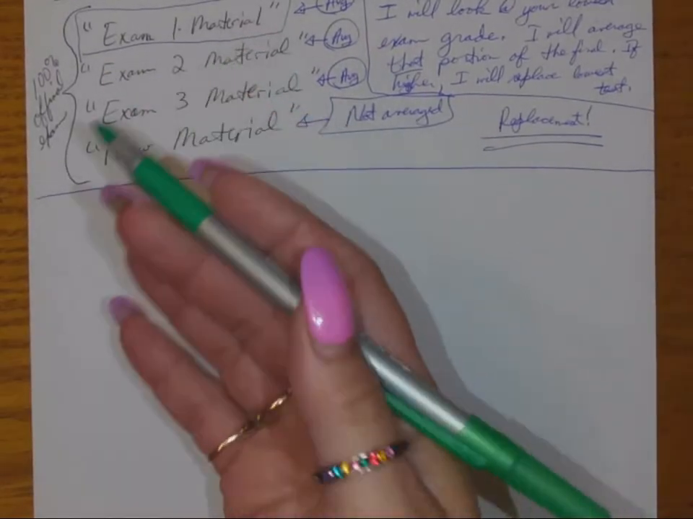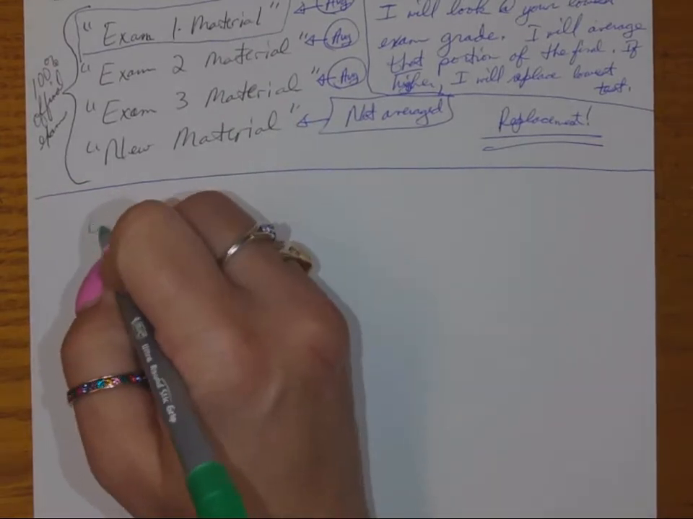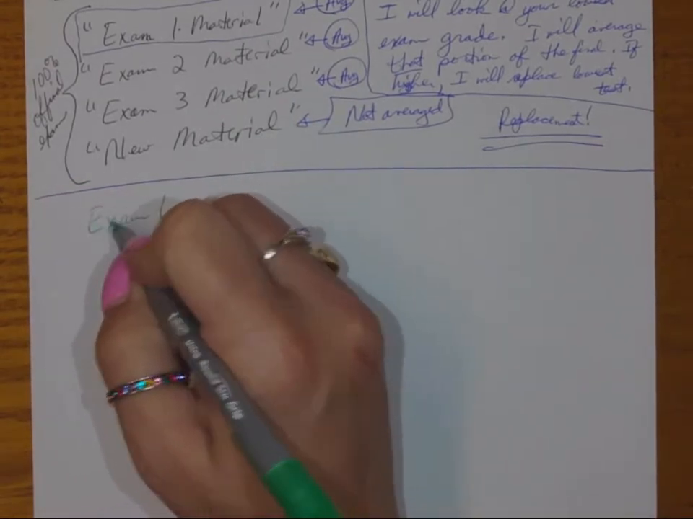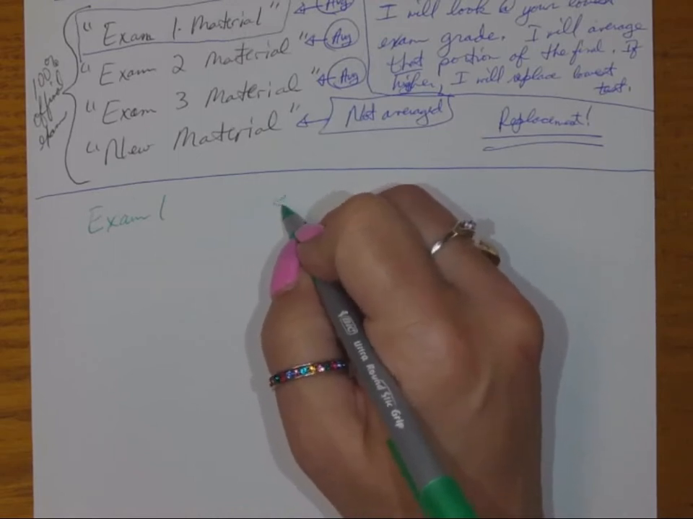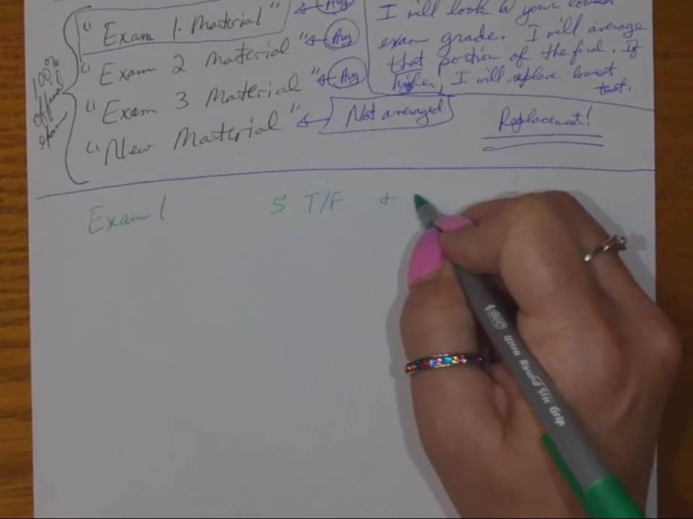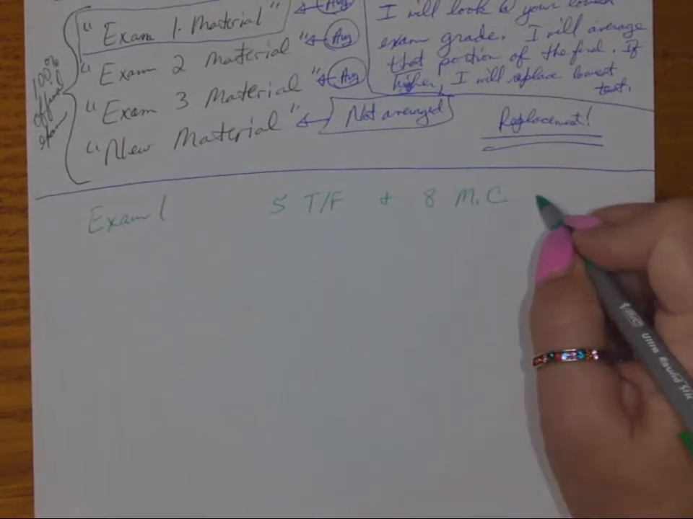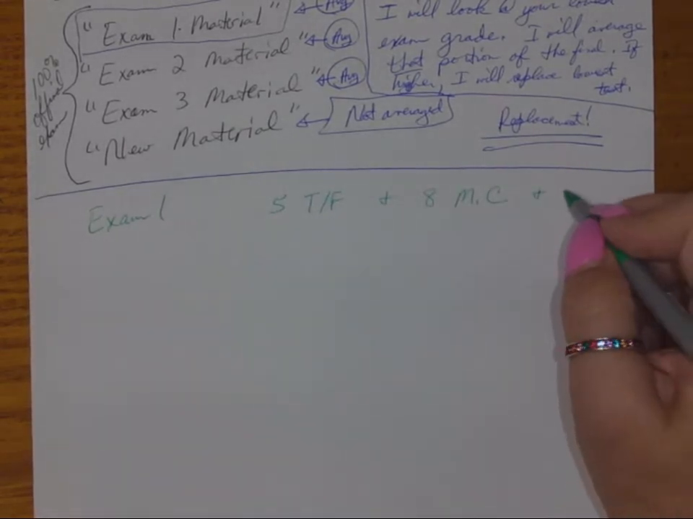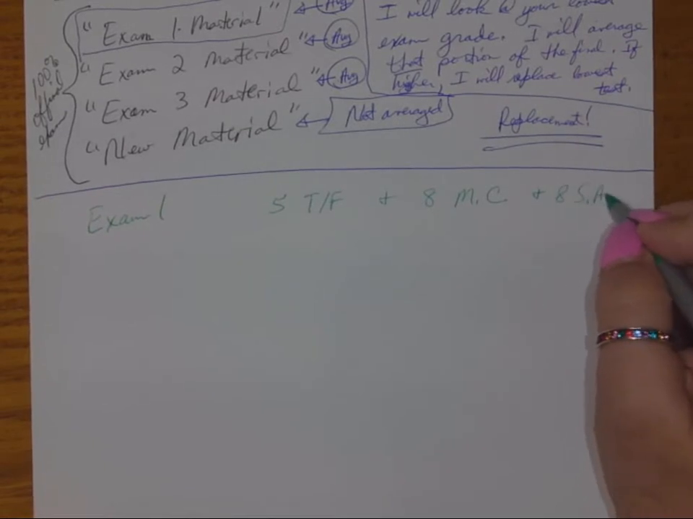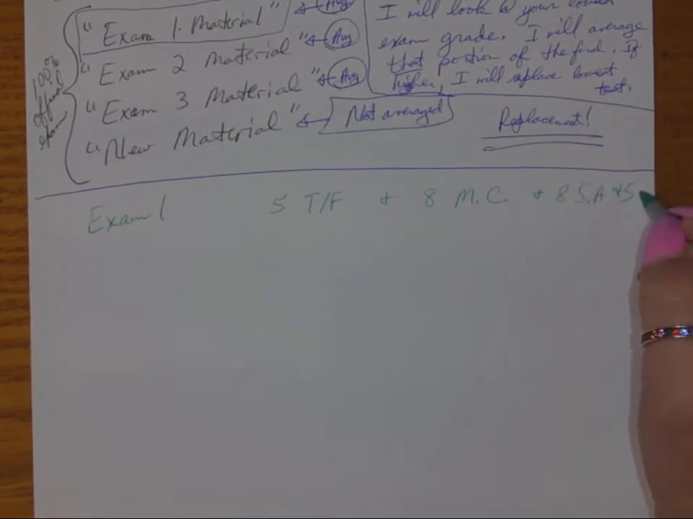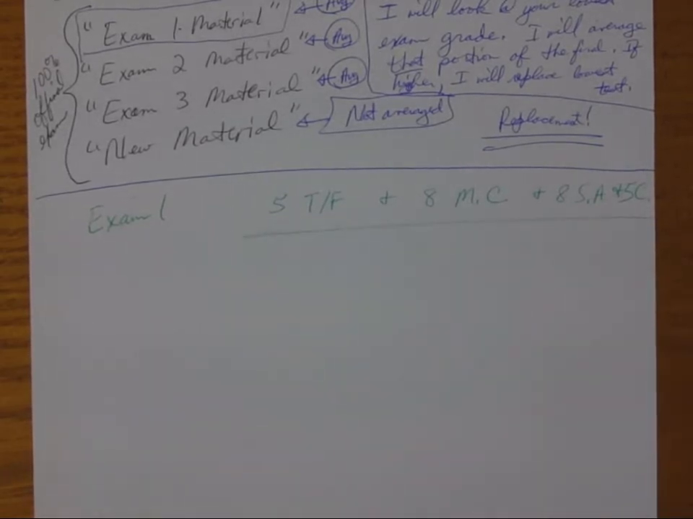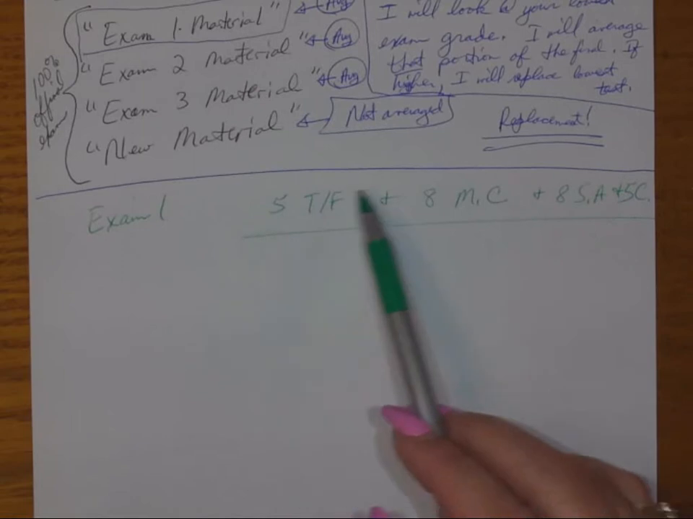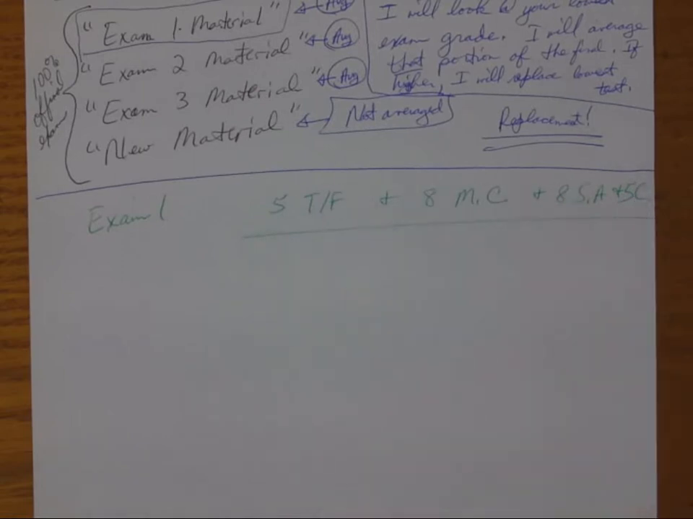Say whatever exam you're looking for. Say if you're on your first exam, maybe you had, I don't know, 5 true-falses and 8 multiple choice and 8 short answer and 5 calculate. Okay, something like that. Well, if I add all those up, that's like 26 questions, right? And that's probably a pretty good sized exam 1.